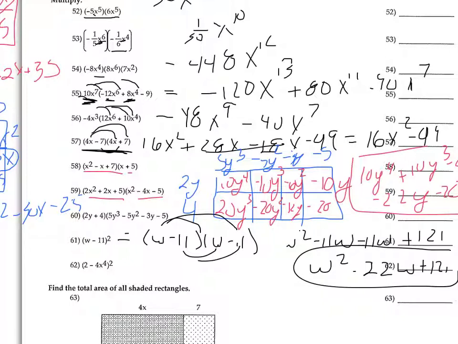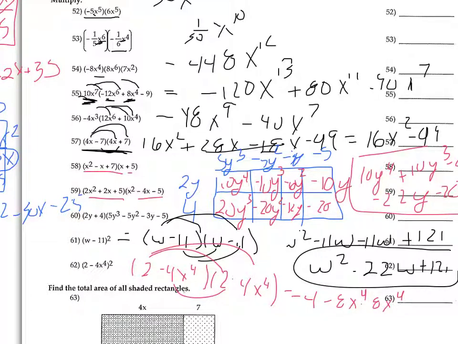And then same thing for the next one. That thing squared is really 2 minus 4x to the 4th times 2 minus 4x to the 4th. Our 2 times 2 is 4, so that's our first. Our outside, negative 8x to the 4th. Inside, negative 8x to the 4th. And last, negative 4x to the 4th times negative 4x to the 4th is positive 16x to the 8th.